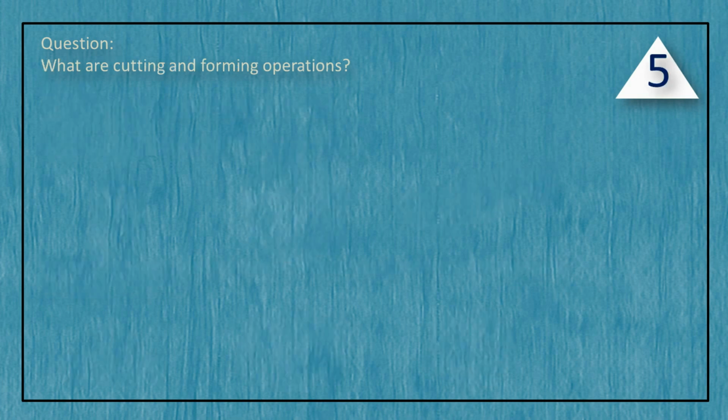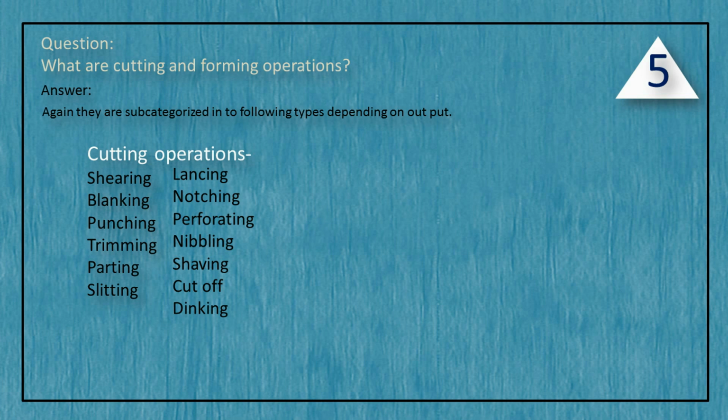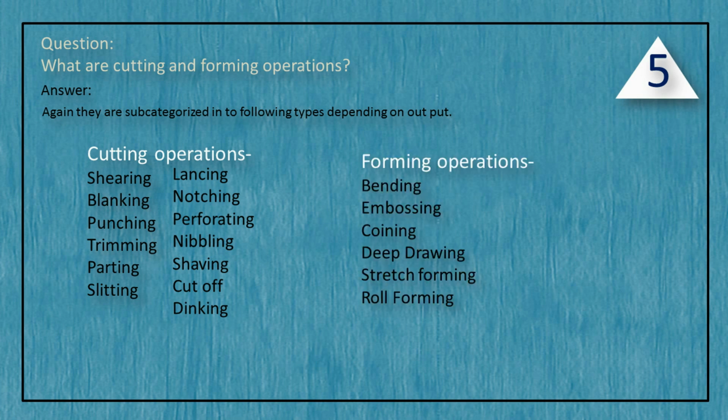Question. What are cutting and forming operations? Answer. Again, they are subcategorized into the following types depending on output. Cutting operations: shearing, blanking, punching, trimming, parting, slitting, lancing, notching, perforating, nibbling, shaving, cut off and dinking. And forming operations are bending, embossing, coining, deep drawing, stretch forming and roll forming.